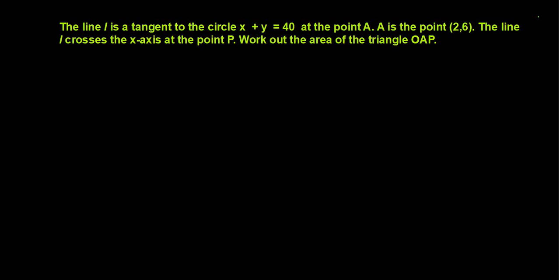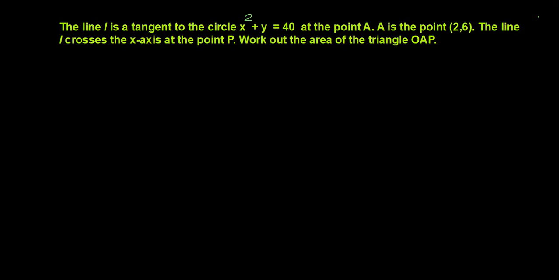Hi everyone. Today we're going to go over an exam question. I've got the question written on the board. The question is: the line L is a tangent to the circle x squared... There needs to be a squared over here. Let's just put that in now.